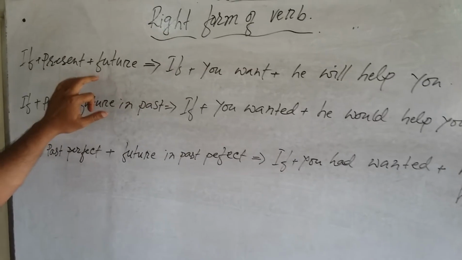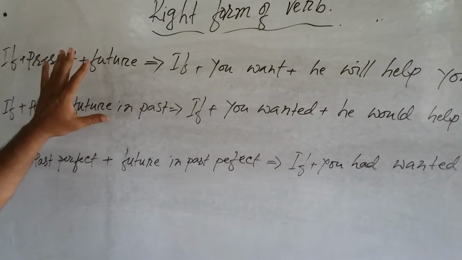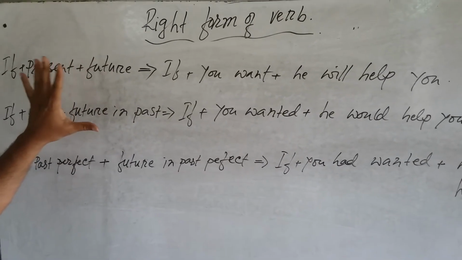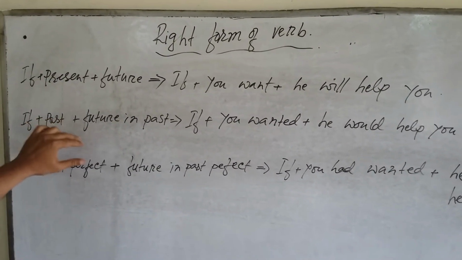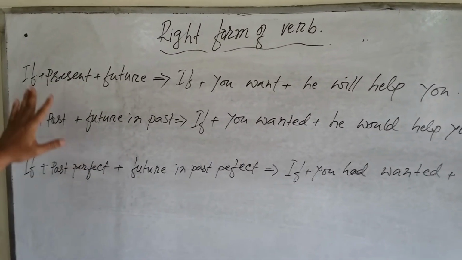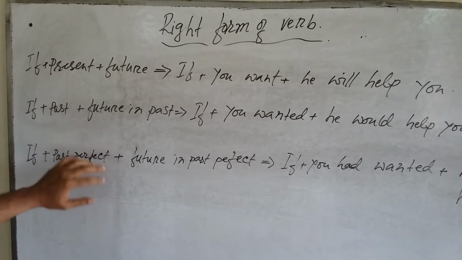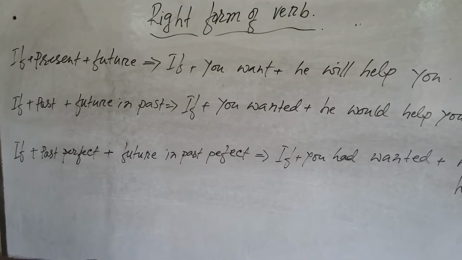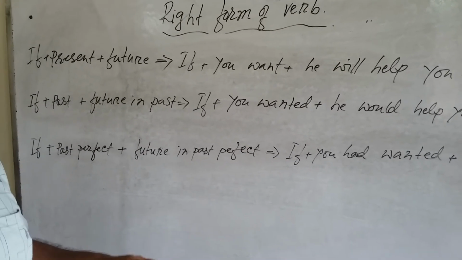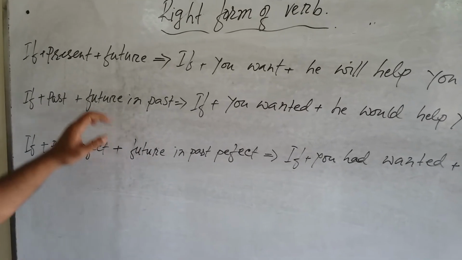We will discuss now conditional clauses. Conditional clauses are those clauses where we use or follow these structures: first conditional, second conditional, and third conditional. It will also help you in completing sentences also. So I would like to draw your attention, dear students.